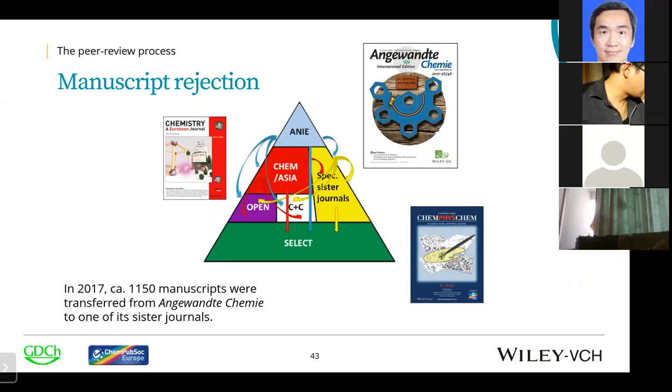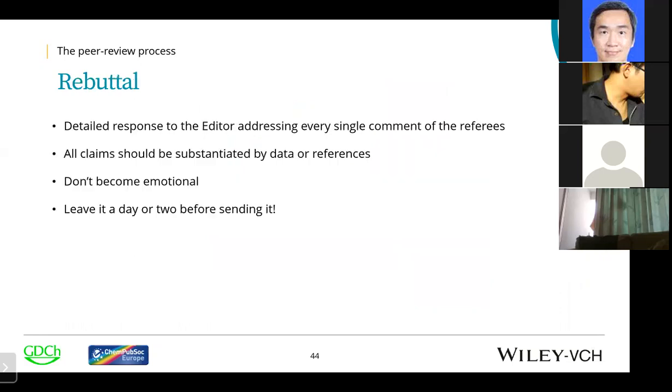So in the year 2017, about 1,150 manuscripts were transferred from Angewandte Chemie to one of the sister journals here. And of course, there are cases where authors feel that rejection is not fair, and they also have the opportunity to do a rebuttal.